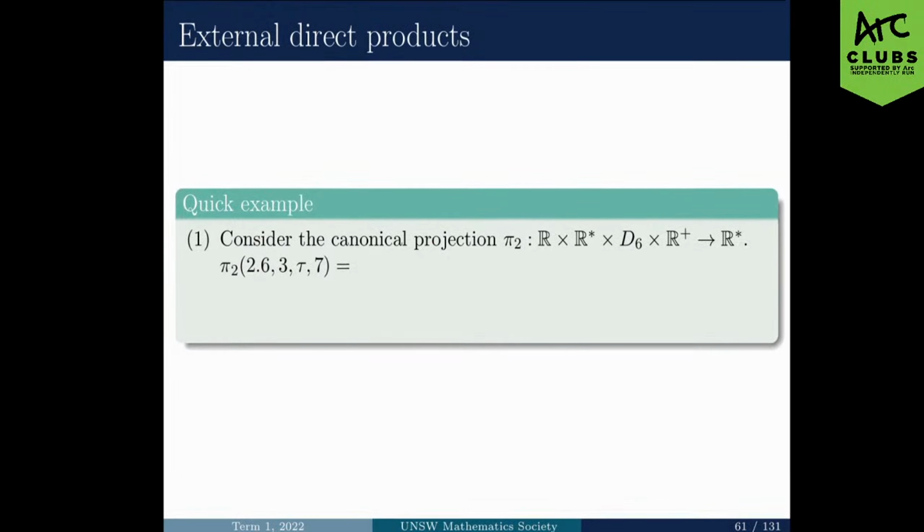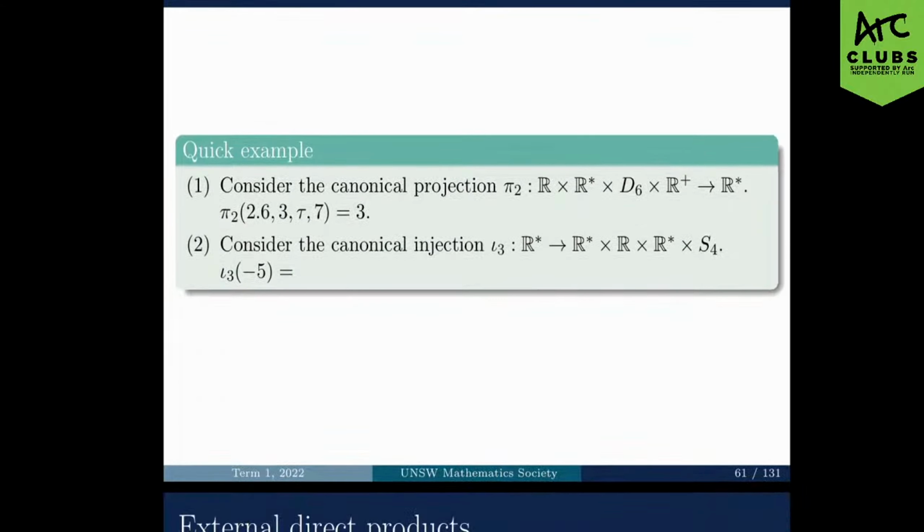So, when we think about the canonical projection for this example, let's just say we're doing π2. Remember, with projections we just ignore everything except for the second element. So who cares about this? No one cares about that. Basically, this is just equal to 3. That's the canonical projection.